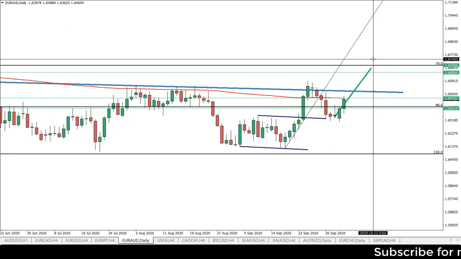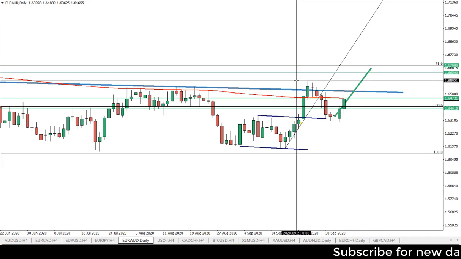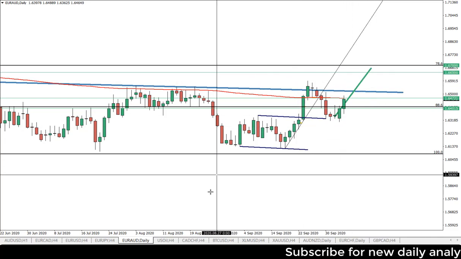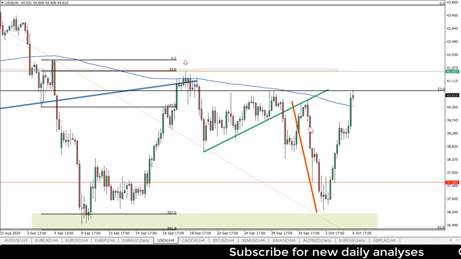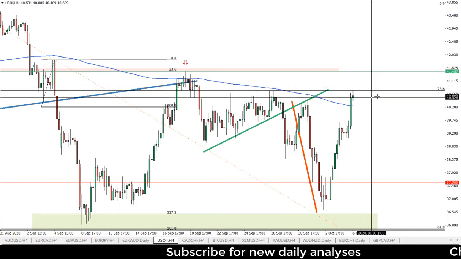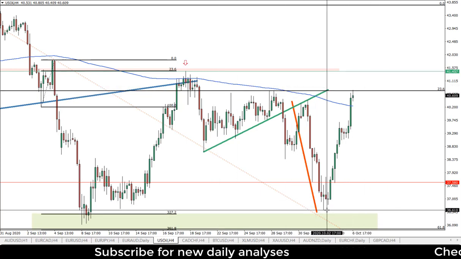Seems very logical for the price to move up and produce the new higher high. So analysis remain valid. US oil retesting the resistance. So here I think this could have been the bottom.